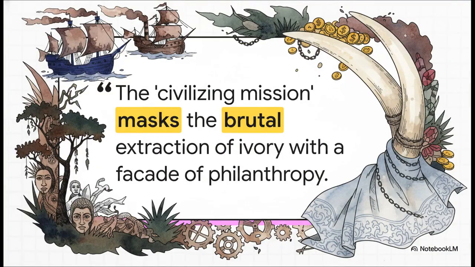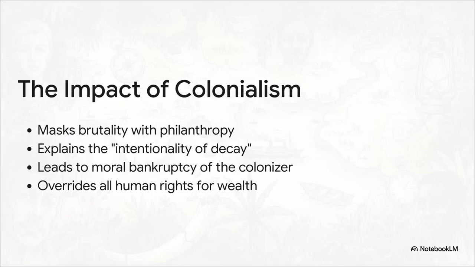And here, we see exactly how colonialism works in the book. It's a system built on a complete lie. Conrad is showing us that this grand idea of a civilizing mission is really just a noble-sounding mask for what's actually happening: brutal, greedy theft of ivory. So the big takeaway here is that this system just poisons everything, and everyone it touches. It hides its ugliness behind pretty words.